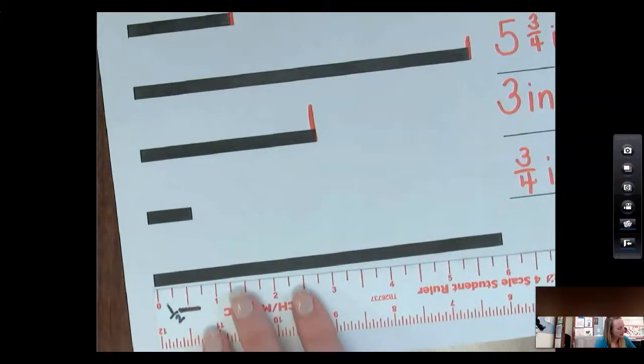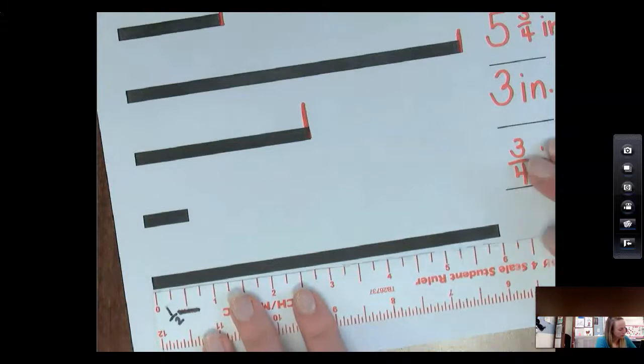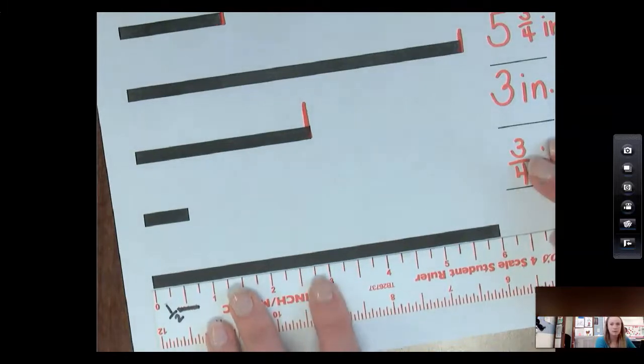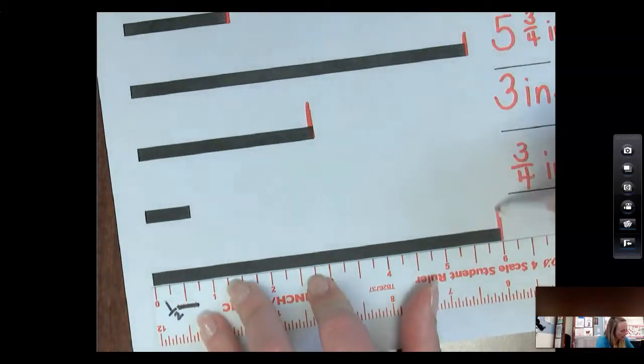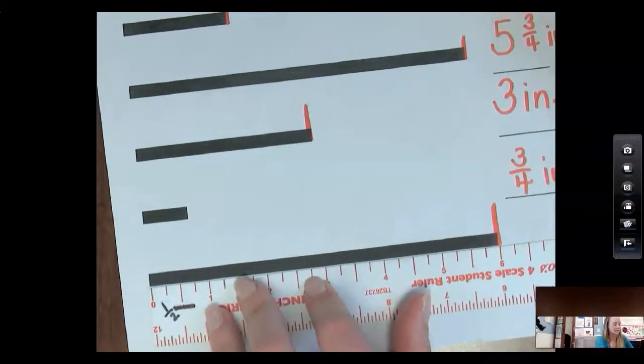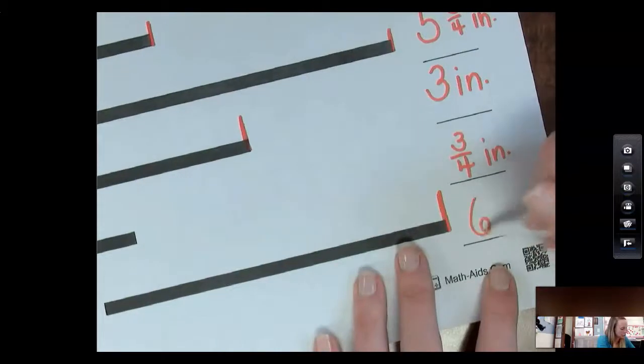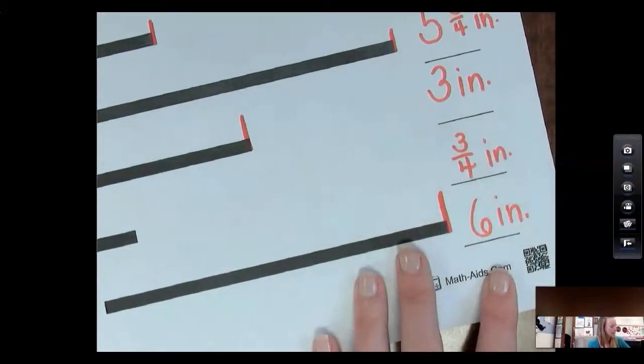Okay? All right, let's mark this one. Where's that one land? That one's landing right at that big number, so that one's not hard. That one's going to be right at that 6, kiddos, so that one is 6 inches. Okay? All right, let's get our next paper out here.